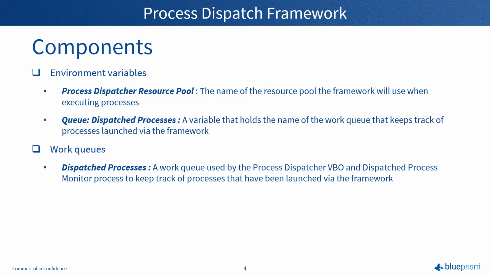Queue dispatched processes is a variable that holds the name of the work queue that keeps track of processes launched via the framework. Dispatched processes is a work queue used by the Process Dispatcher VBO and Dispatched Process Monitor process to keep track of processes that have been launched via the framework.